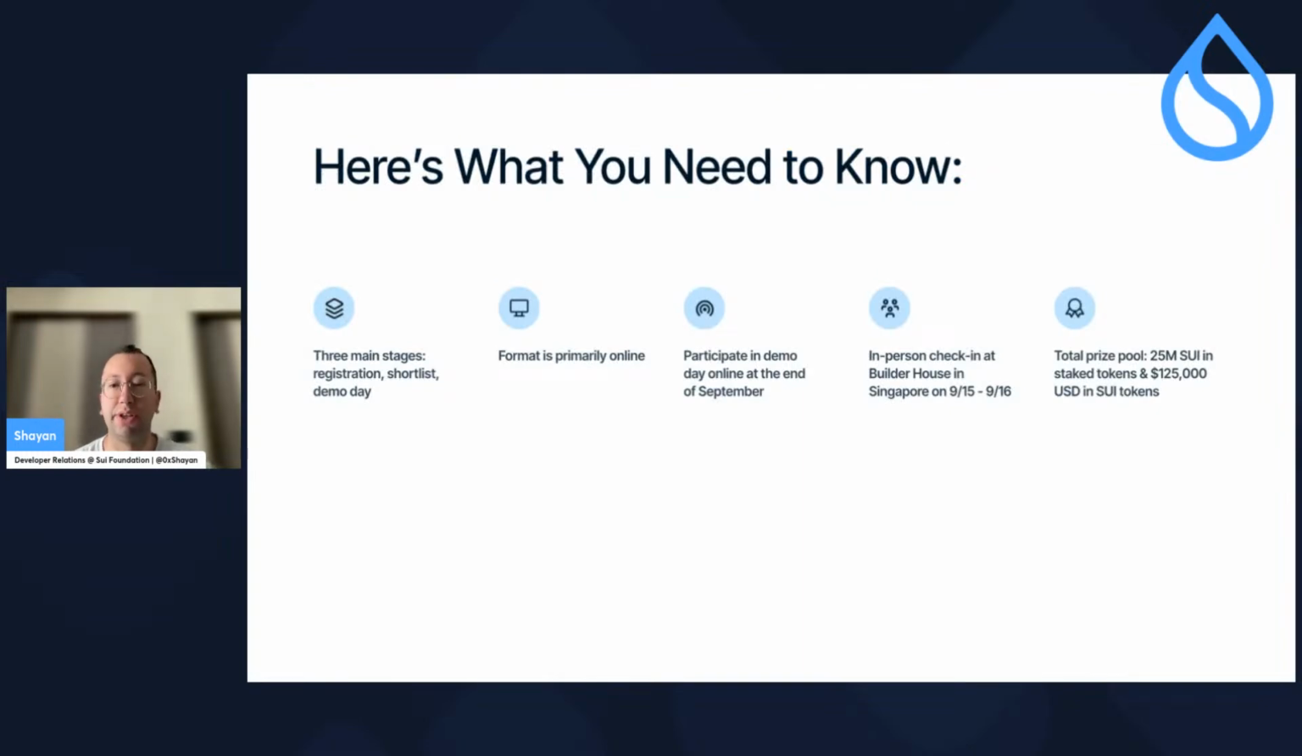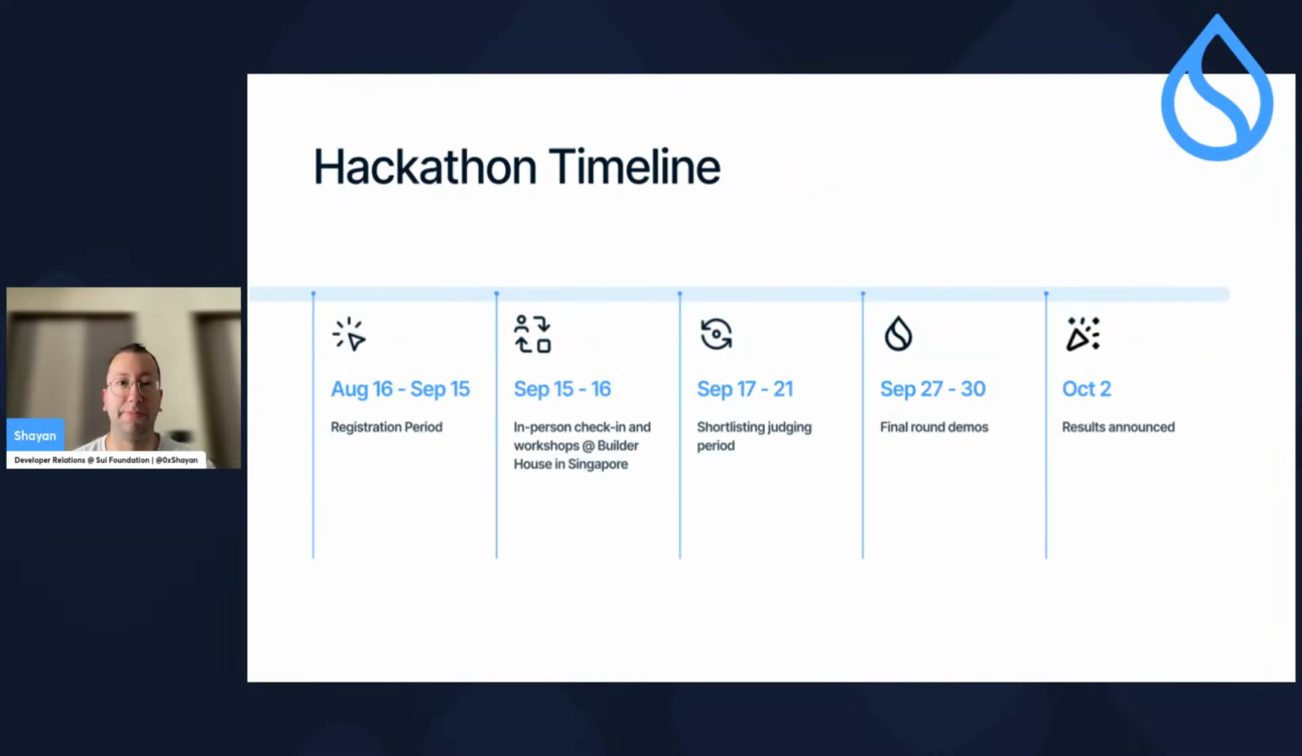So for the hackathon, this is what you need to know. There are going to be 3 main stages: registration, shortlist, and demo day. The format of the hackathon is going to be primarily online. You can participate in demo day online at the end of September with an in-person check-in at the Singapore Builder House on September 15th through 16th. And like I said earlier, the total prize pool is 25 million Sui in the form of staked tokens and $125,000 USD in Sui.